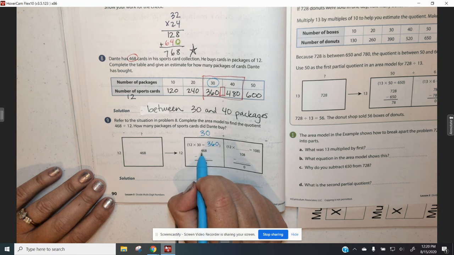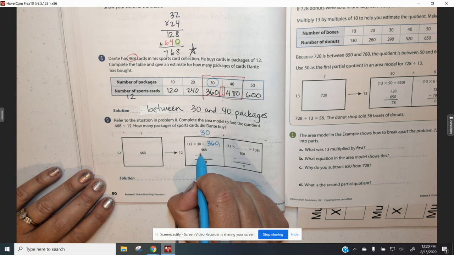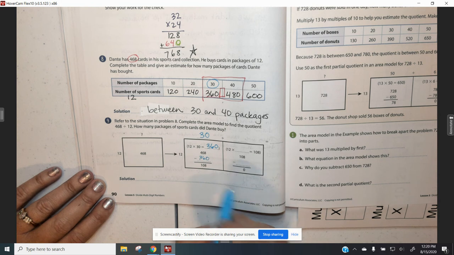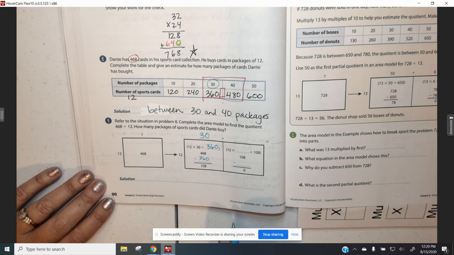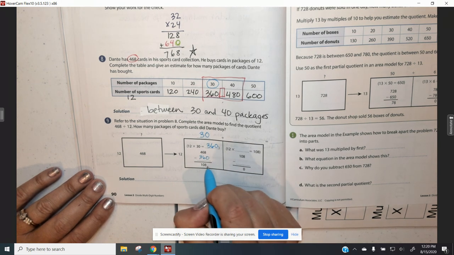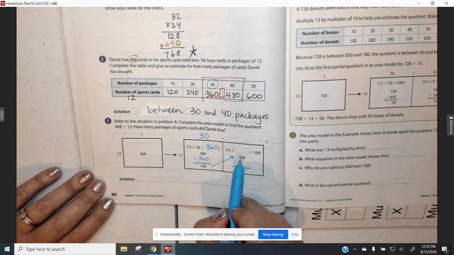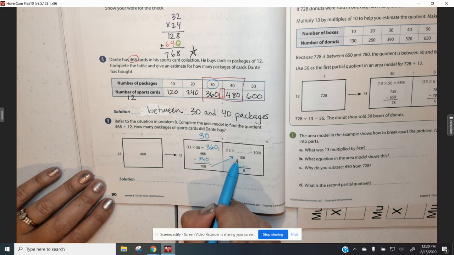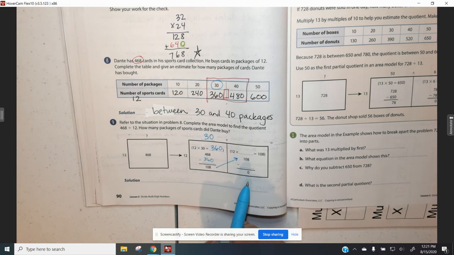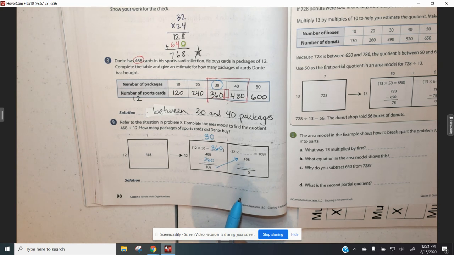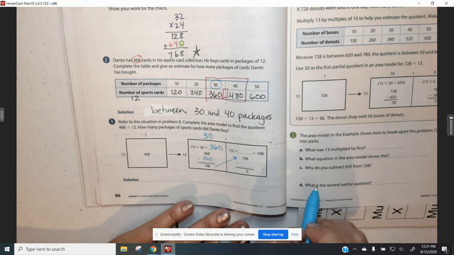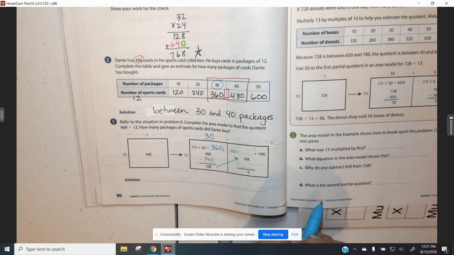So then we're going to say, okay, what is 468 minus 360? They did the math for you, and they put the 108 as your remainder. Then we're going to take that remainder and move it over. Now we're trying to find out how many times 12 goes into 108. So to find out, go ahead and look at your multiples of 10 chart on your Avid binder. You should find what 12 times what is 108.